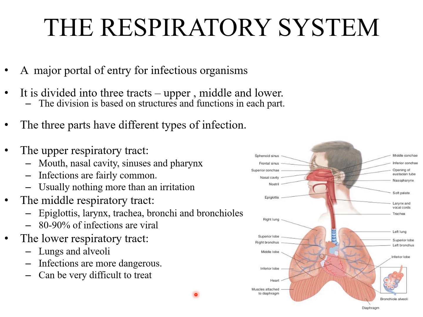Also, we have the lower respiratory tract, which includes the lung and the alveoli, and infection in this part of the respiratory tract is called pneumonia. The infections are more dangerous since the lower respiratory tract is a sterile environment, in comparison to the upper respiratory tract, which has normal flora or microbiota. The lower respiratory tract infections might be difficult to treat.